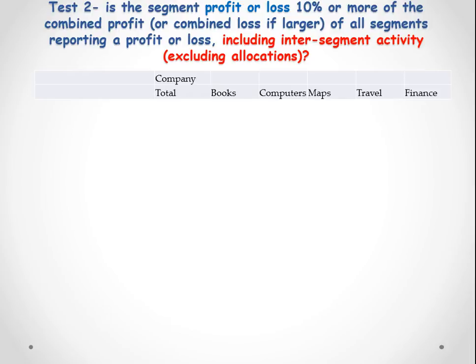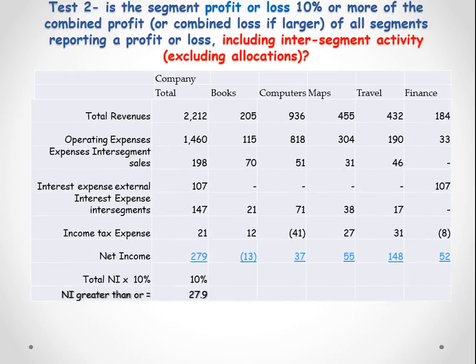Now let's do the second test, and we're going to look at the combined absolute value, whether it's a profit or loss, and we're going to see if we have to include them based on looking at net income. So we would take the total revenues from our last schedule, subtract out our expenses, take it times 10%, and it says anything that has an absolute value, whether it's a profit or loss, must be reported separately if it's 27.9 or above. So based on that, we would now do computers, maps, travel, and now we would add finance.